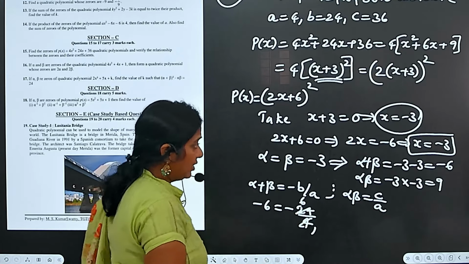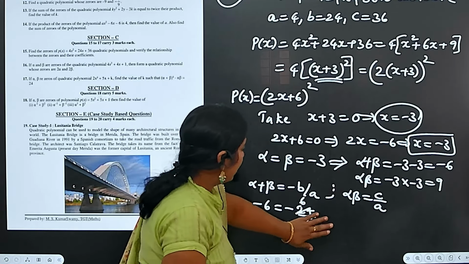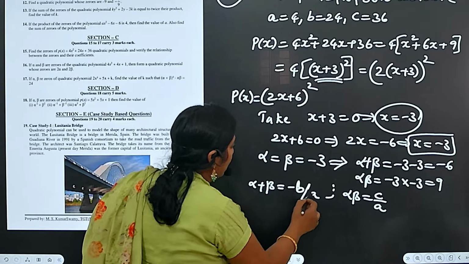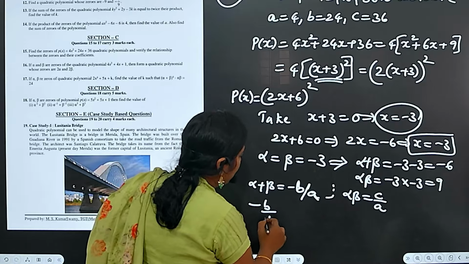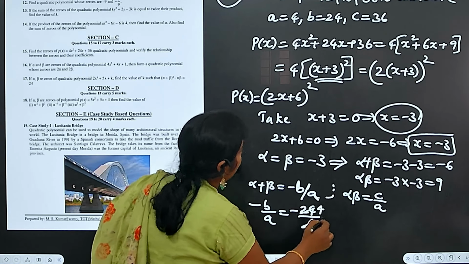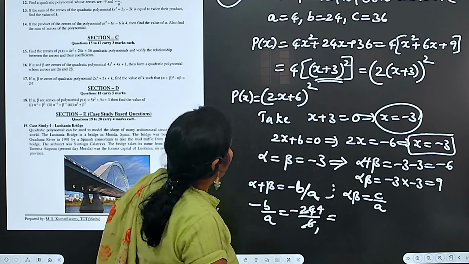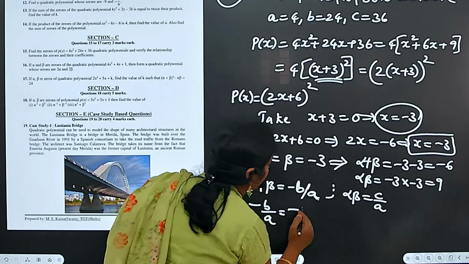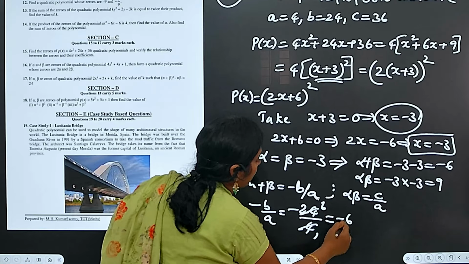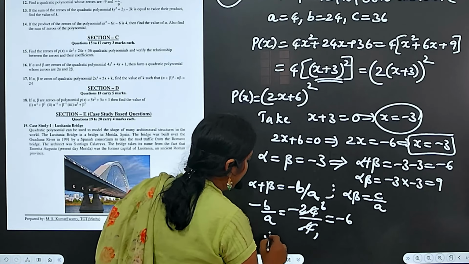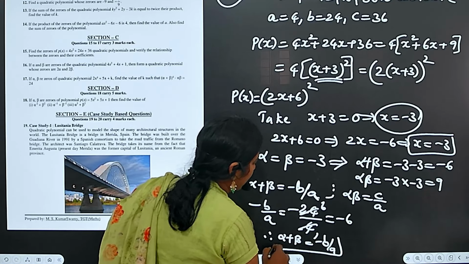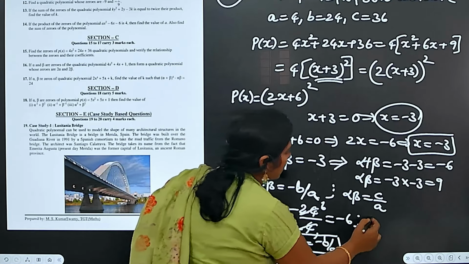Otherwise, since you have taken alpha plus beta as minus 6 here, to avoid confusion take minus b by a. Minus 24 by 6. Sorry, a value is 4. 4 1s are 4, 6s are, it is minus 6. So it is verified. Alpha plus beta equal to minus b by a. This is verified. The other one is c by a.